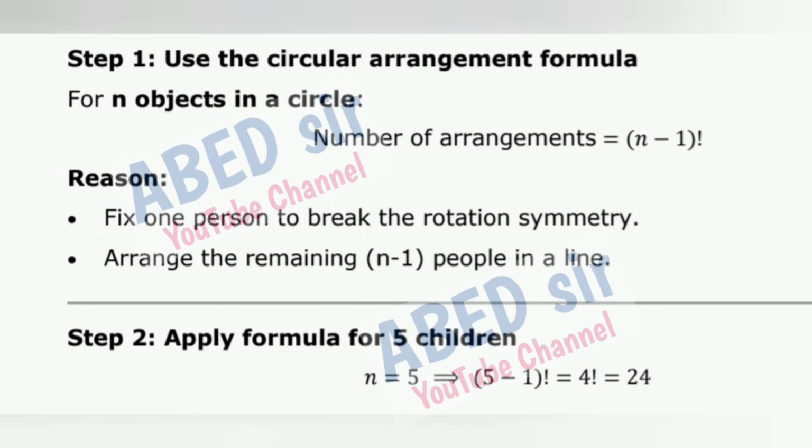Step 1. Use the circular arrangement formula. For n objects in a circle, the number of arrangements is equal to (n-1) factorial. Reason: fix one person to break the rotation symmetry. Arrange the remaining n-1 people in a line. Step 2. Apply the formula for 5 children. N is equal to 5, so (5-1) factorial is equal to 4 factorial, which is equal to 24.